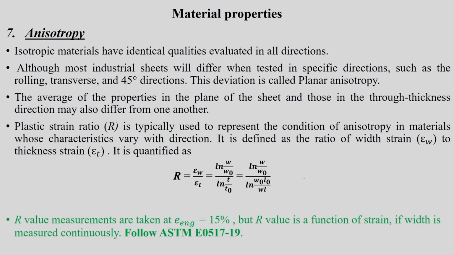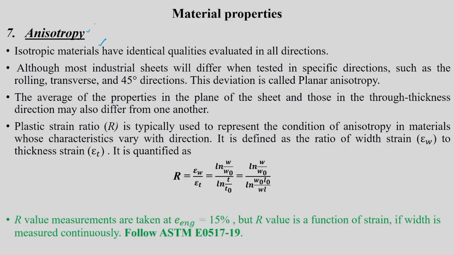Other than that, there is one more important property of the material called anisotropy. This anisotropy is a very important property, predominantly for sheet materials. Isotropic materials have identical properties evaluated in all directions. Suppose you take a sheet, and you know that sheets are actually rolled sheets, so they undergo prior deformation when it comes to actual applications. Because of this rolling, the properties can change with respect to rolling direction, and that is quantified by something we define as anisotropy of the material.